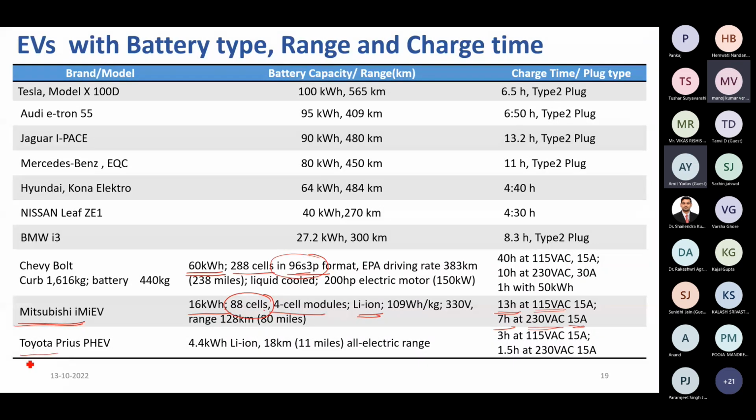And similarly for a Toyota, it is a 4.4 kilowatt hour lithium ion battery, and the electric range is only 18 kilometers here. So these are some of the electric vehicle companies, and their battery capacity, charging plug type, and how many hours it may take to charge. So that was just an introduction.